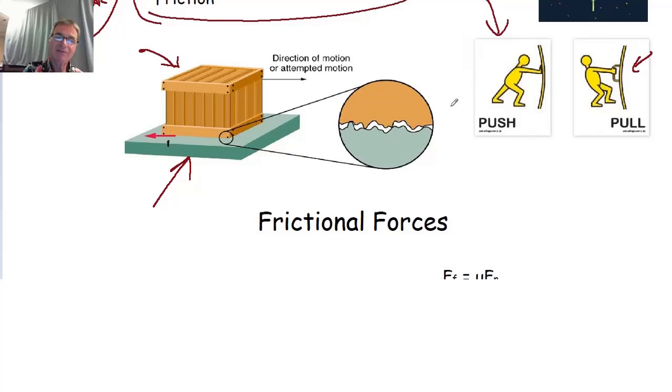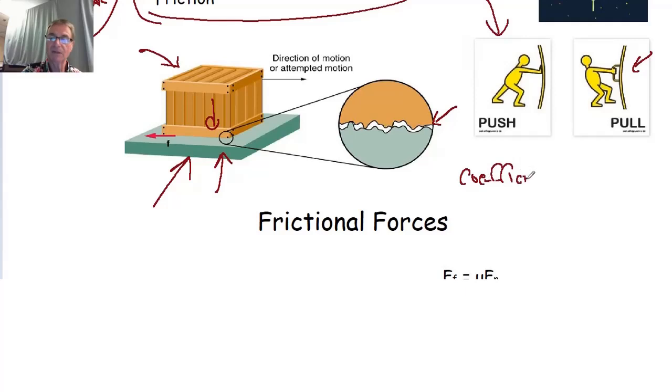Even though it may look like the concrete is fairly smooth and the box is fairly smooth, there's a lot of nooks and crannies between the two surfaces. And they interact with each other, right? They bump up against each other, and so we get this thing called a frictional force. Between a surface like concrete and an object like the box here, we get what's known as a coefficient of friction.